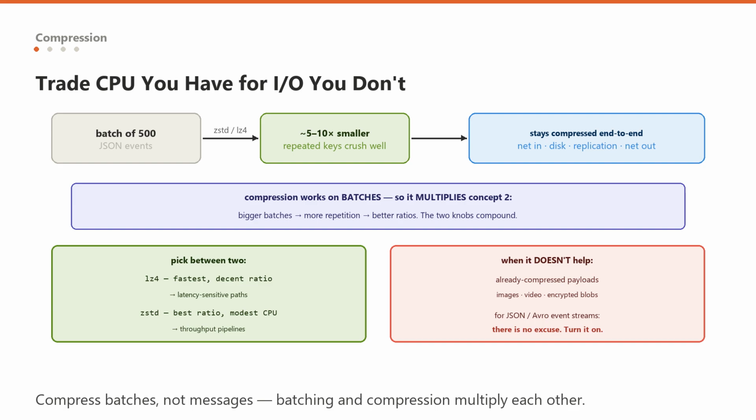When does it not help? If your payloads are already compressed, images, video, encrypted blobs, you burn CPU to save nothing. For typical event streams of JSON or Avro, there is no excuse. Turn it on.